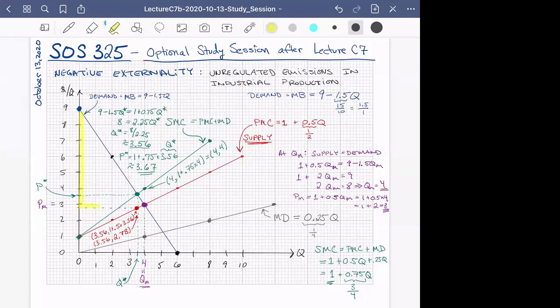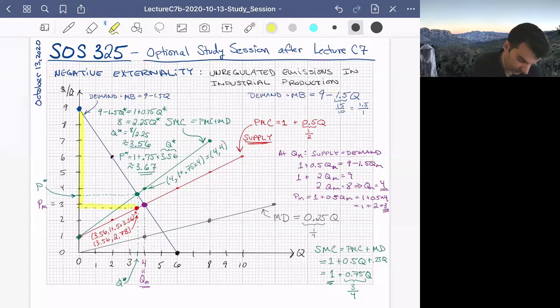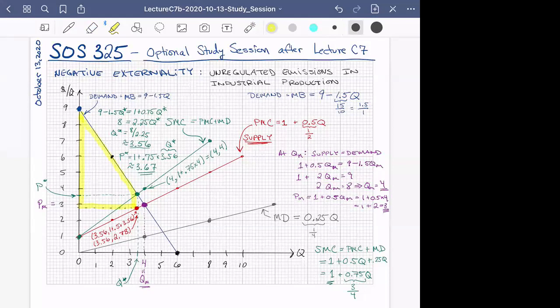Wait, I've got a quick question. Sure, go ahead. I was lost for a second. Well, on the supply curve, what was the point of those coordinates on the supply curve that you wrote down a second ago in red?